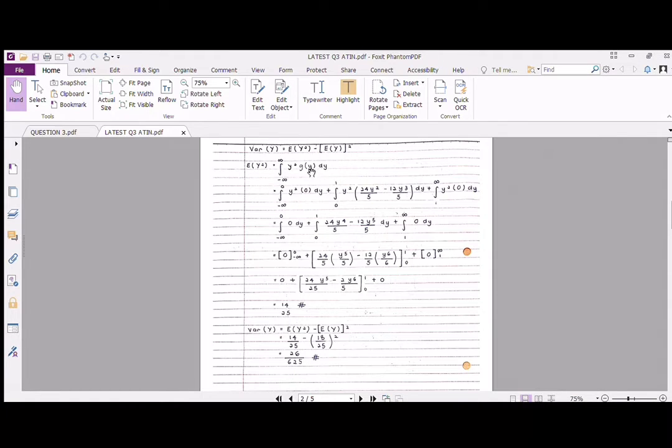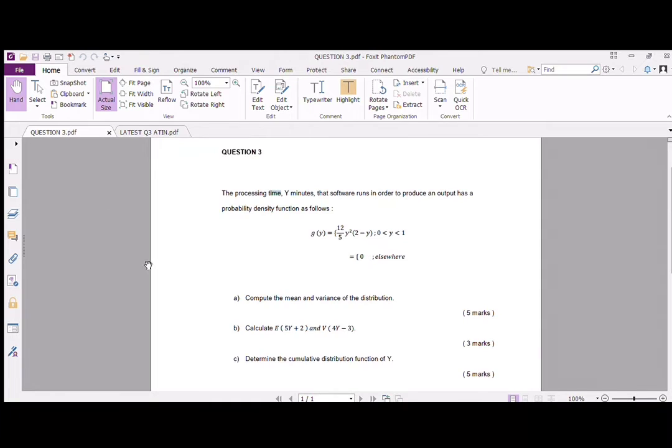We just apply the same concept as before, but you have to be alert with this, which is that our function must be multiplied by y square. After you integrate it, you will get 14 over 25. Then we can use the theorem, insert the values, and you will get 26 over 625.